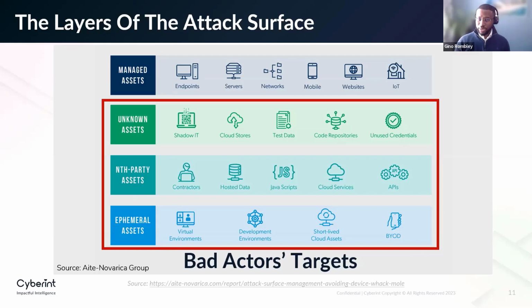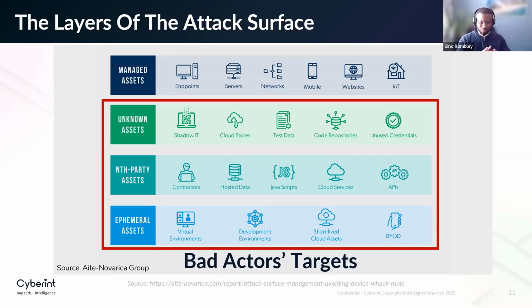Then you have third-party assets: contractors that are coming in, hosted data, JavaScript, cloud services, APIs as well. And then you have the ephemeral assets. I can have a virtual machine running on my system, some development environments, short-lived cloud assets that I spin up and down, and of course my bring-your-own-device services.